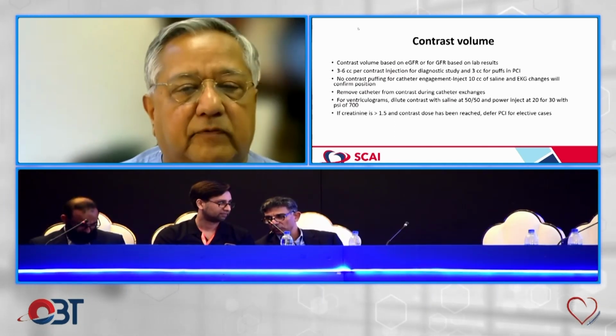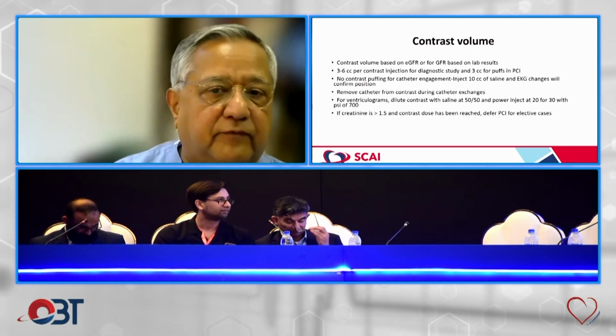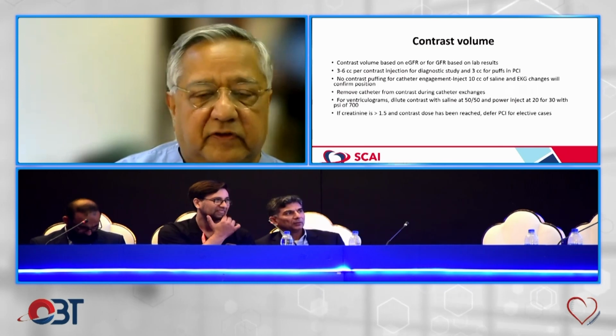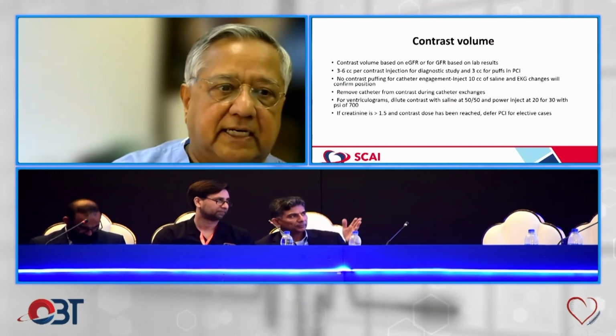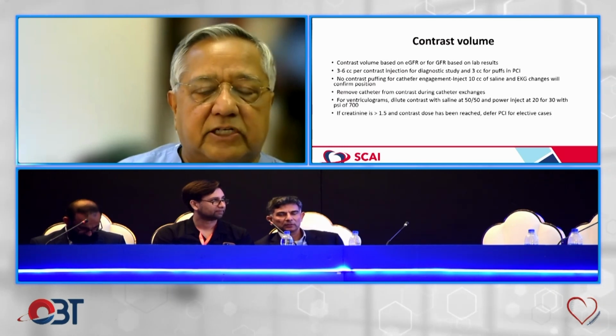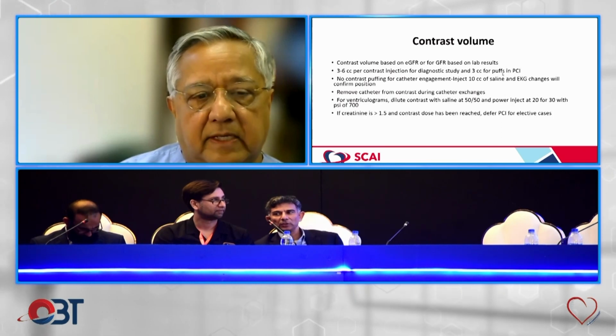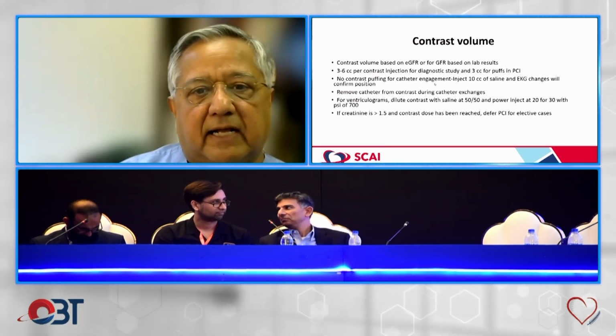So, contrast volume, very simple. If you get an eGFR off lab results, if your eGFR is say 45, you should not exceed that amount. If your eGFR is 60, you should not exceed that amount. In new systems, you should only use 3 to 6 cc's of contrast injection per diagnostic study and 3 cc's for puffs and PCI. There should be no contrast puffing for catheter engagement.